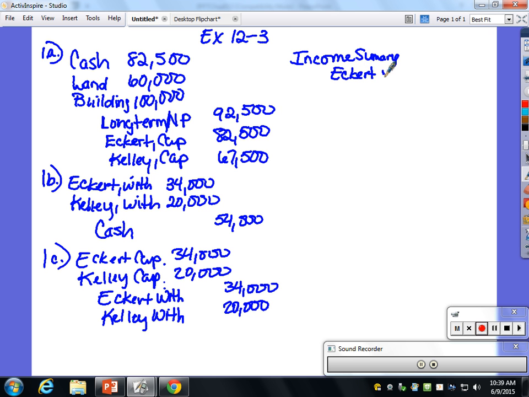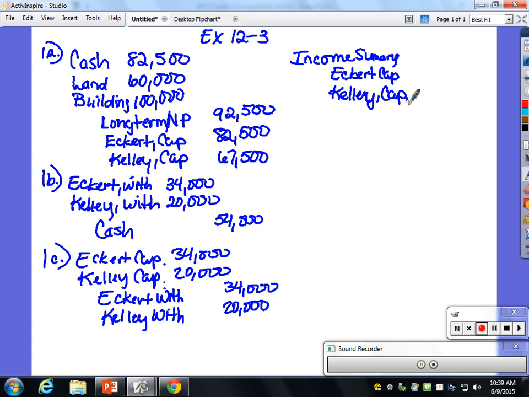The amount of the income, right? Do you know what the income is? One was 28,075, and the other one was like 14,425. Right, but that's not what it is now, though. What do we have to go through before we can find out what their capital balances are? You have to do the withdrawals, their investments, and their share of income.